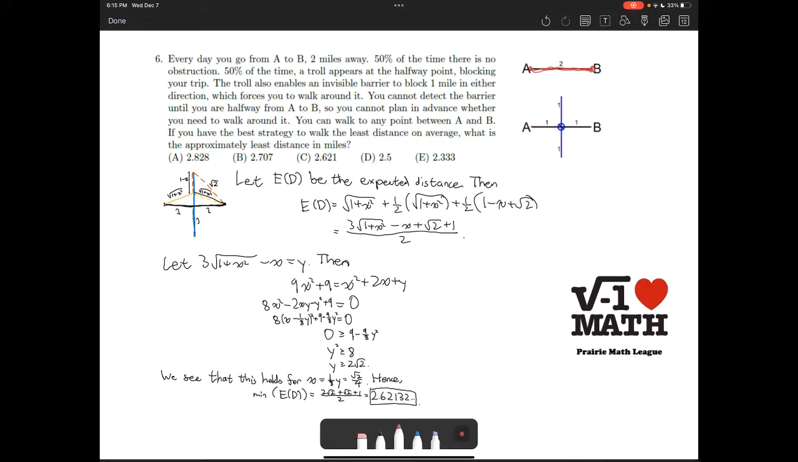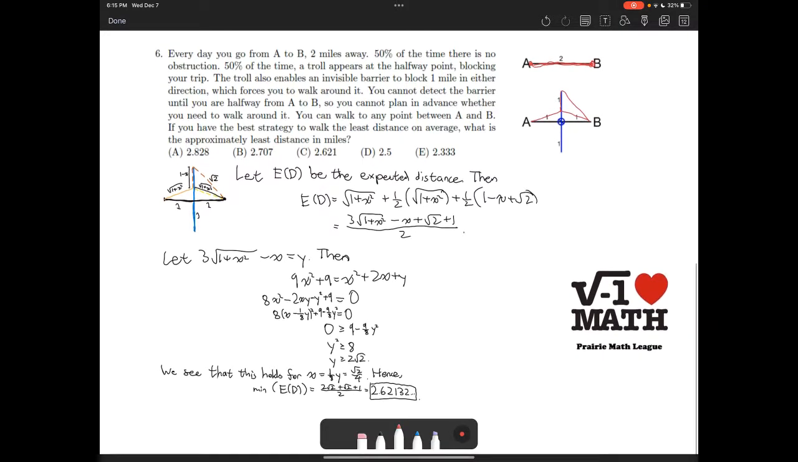So our trick here is going to be to select a point in the middle that we walk to. Let's say here. Then if there is no troll, we can walk directly here. And if there is a troll, then we can just walk here. And hopefully in both cases, we can see that we've reduced some amount. And we'll see that this is true by the end. So let this distance be x.